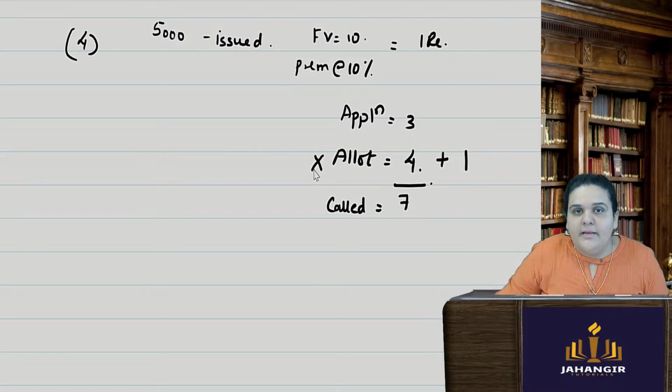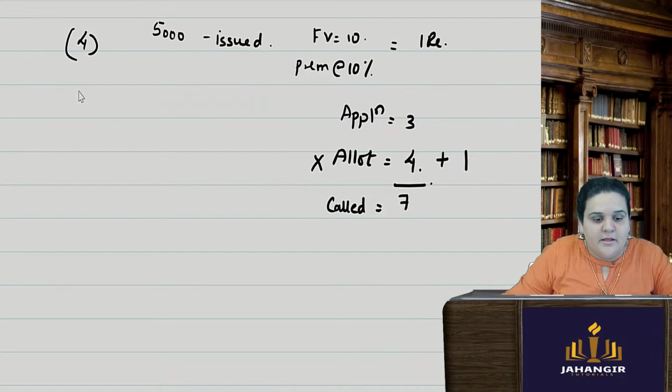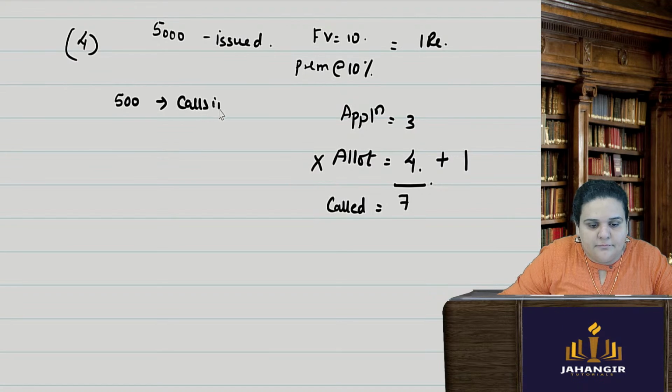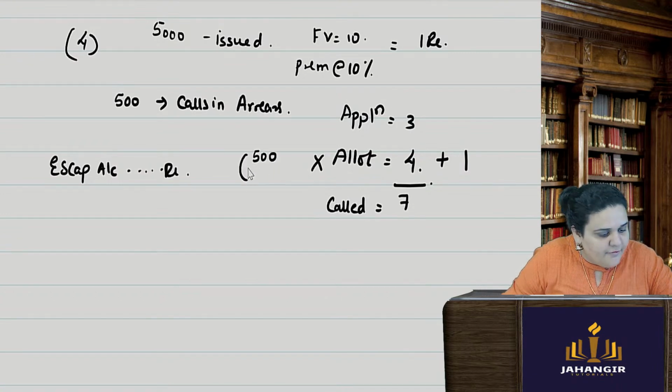Allotment money was received only on 4,500 shares. That means on 500 shares, there is calls in arrears. So whenever I forfeit, I have to pass a journal entry. So I will say what? Equity share capital account debit for forfeiture. How many shares I am going to forfeit? 500 shares, for the non-payment of allotment money, I am forfeiting.